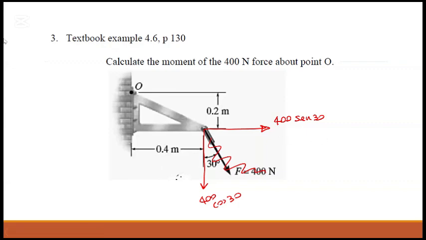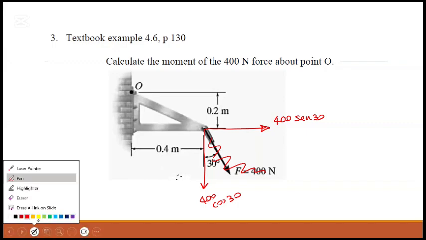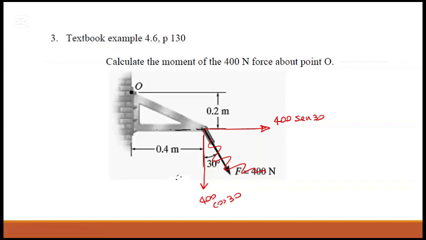So I got forces like this, 400 sine 30 in the horizontal direction and 400 cos 30 in the y direction. Then if you extend the horizontal force, the perpendicular distance is 0.2, isn't it? Yes. So 0.2 times 400 sine 30. I want you to tell me the direction. That's counterclockwise. Yes, that's good.